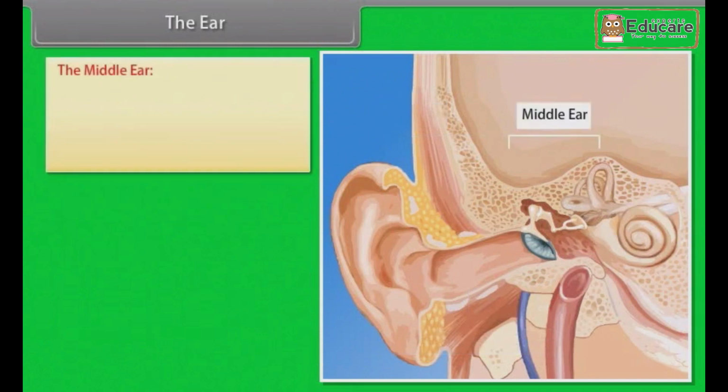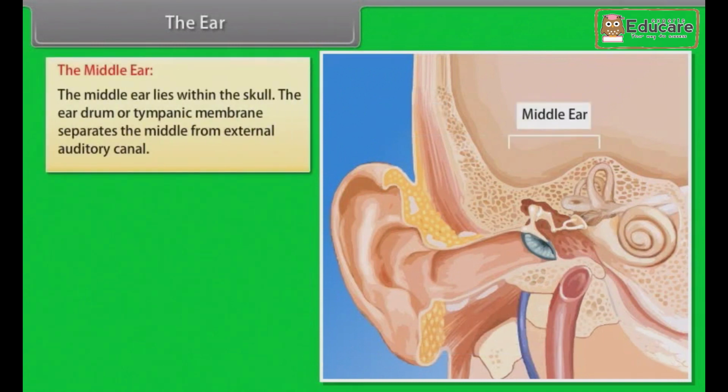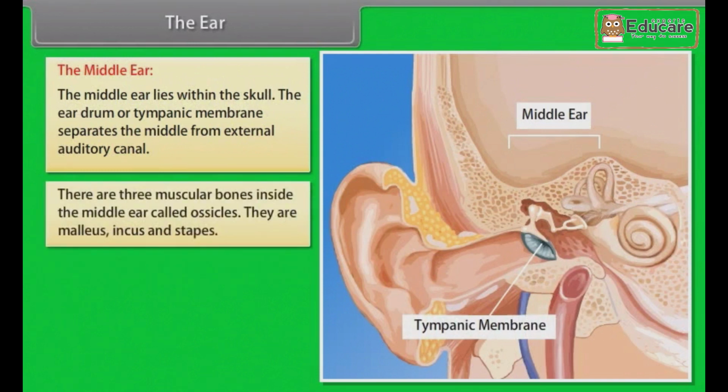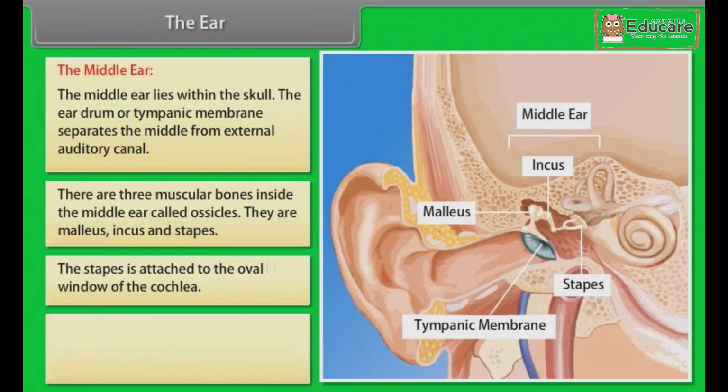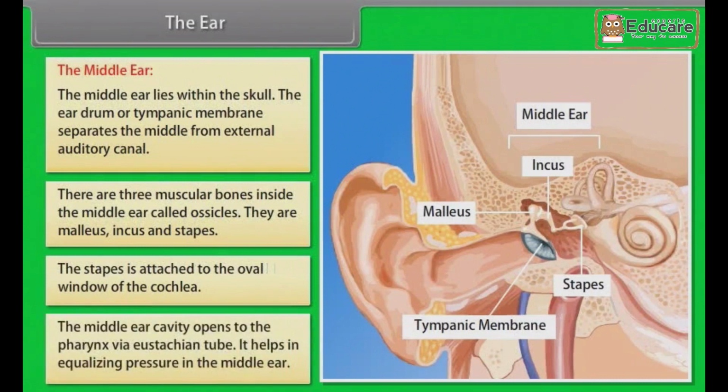The middle ear. The middle ear lies within the skull. The eardrum, or tympanic membrane, separates the middle ear from the external auditory canal. There are three muscular bones inside the middle ear called ossicles. They are the malleus, incus, and stapes. The stapes is attached to the oval window of the cochlea. The middle ear cavity opens to the pharynx via the eustachian tube. It helps in equalizing pressure in the middle ear.